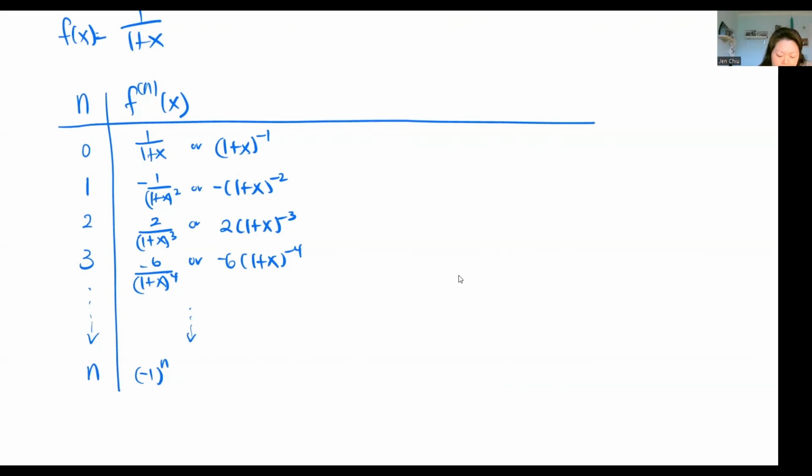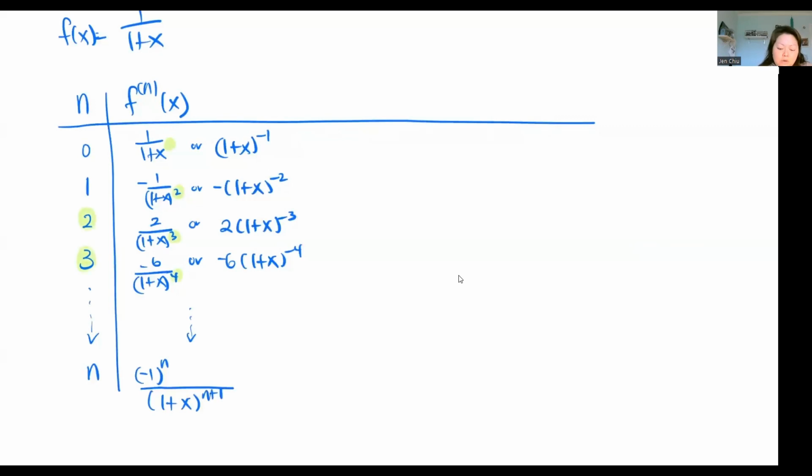Okay, then what I see is I have a 1 on top, so that doesn't matter. Actually, that's for the previous couple. So the coefficient is going to be different. But I do see at the bottom is 1 plus x. And I also see that the power here is always 1 more than my n number here. So that gives me n plus 1 here.